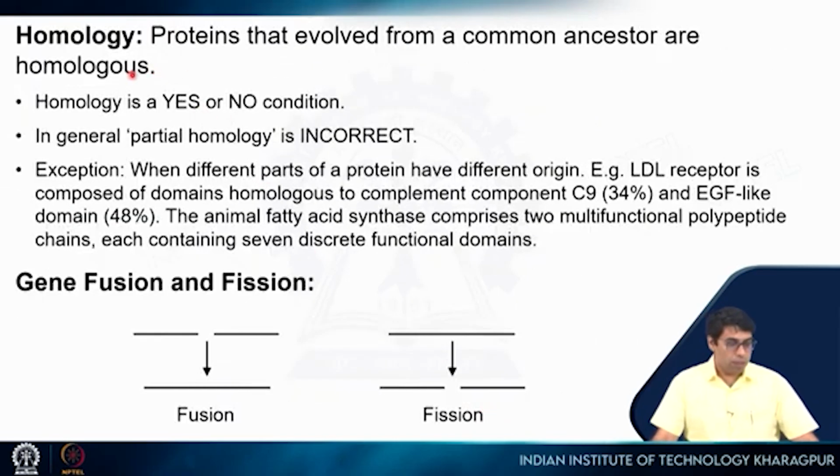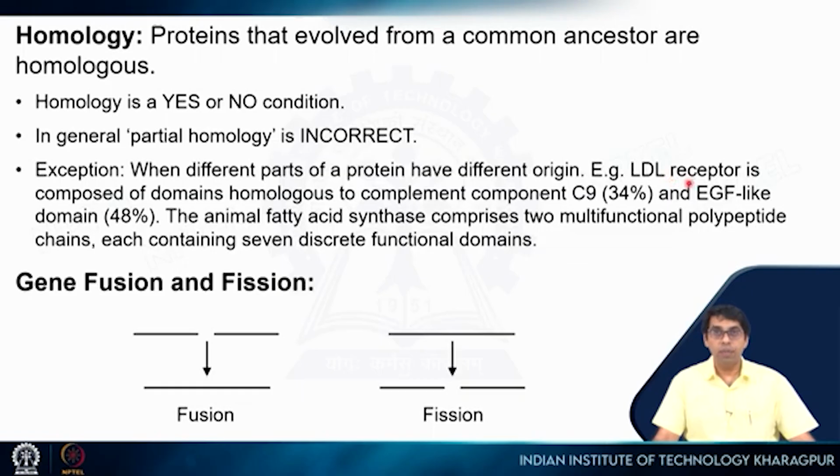There is a particular term that is used a lot in this context, which is called homology. Homology means proteins that evolve from a common ancestor are homologous proteins, right? So this is a yes or no condition. There is no partial homology. Two proteins are either homologous or they are not homologous, right? However, there are problems that can happen if there are multiple domains in a protein. One example is when different parts of a protein have different origin.